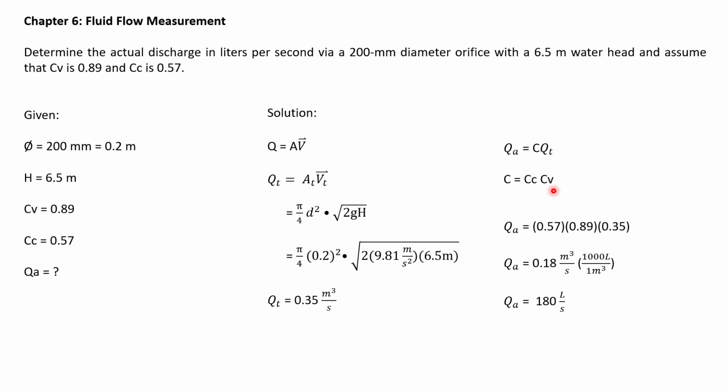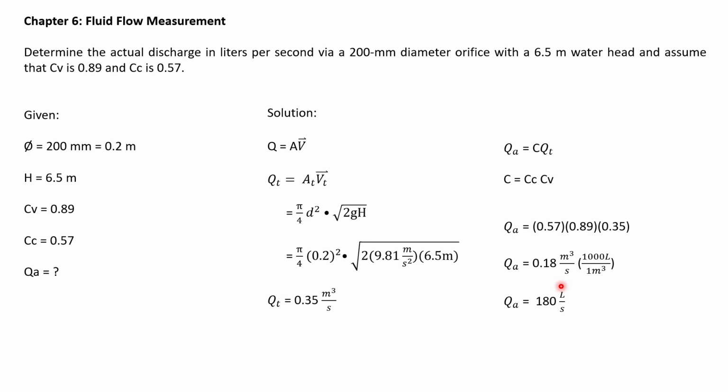So let's substitute all the givens that we have into the formula. We will have Q actual is equal to our CC, which is 0.57, times our CV, which is 0.89, times our theoretical discharge, which is 0.35. If we calculate this, we will have a value of 0.18 cubic meter per second.